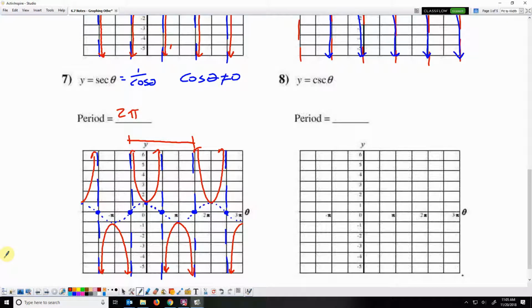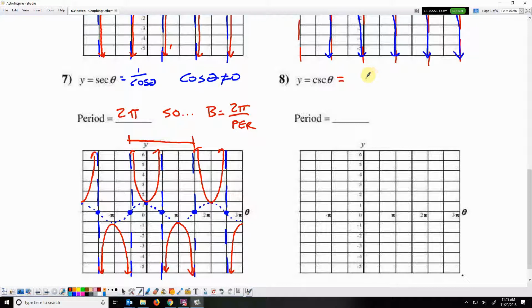So the base period of secant and cosecant is 2 pi, which means b, for our equation, is going to be 2 pi over the period again. So it's only different from that when we're doing tangent and cotangent. Sine, cosine, secant, and cosecant are all 2 pi over the period. Tangent and cotangent are 1 pi over the period.